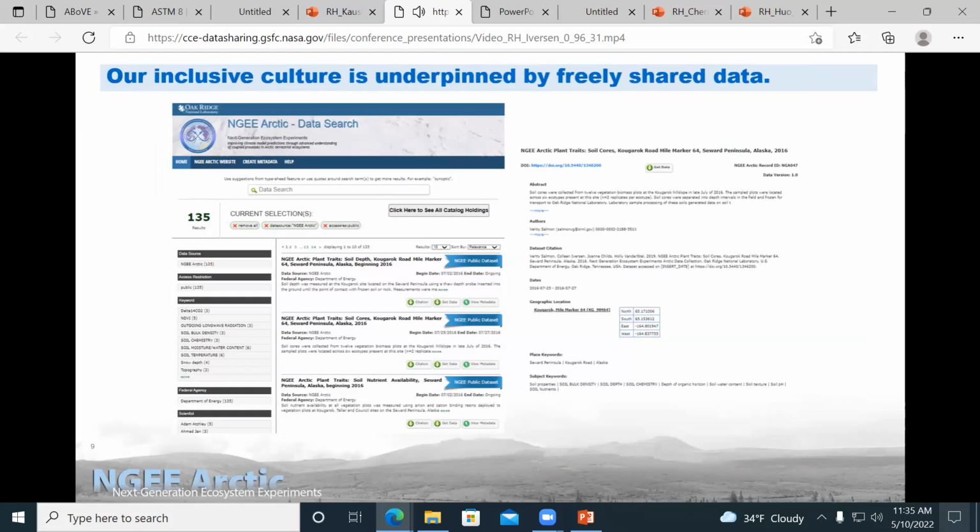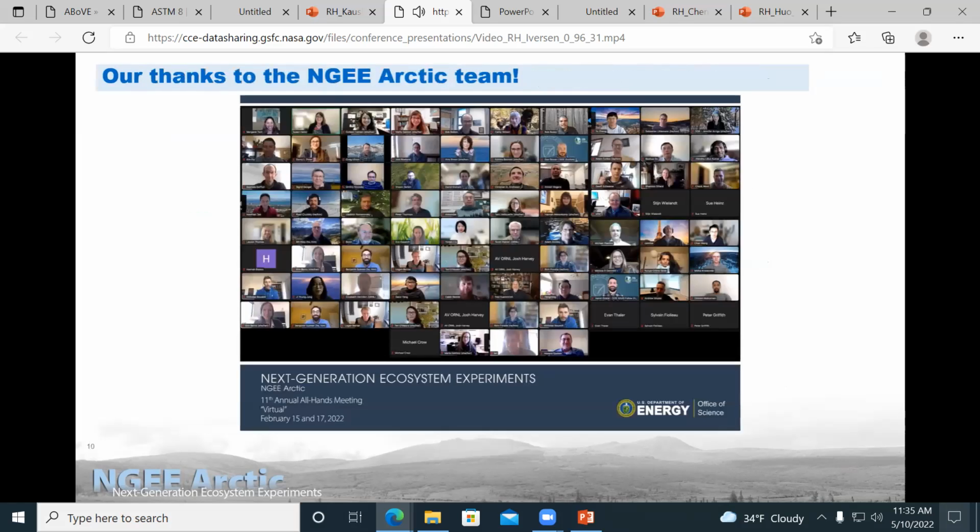We also have integrated questions that cut across both observations and models. And we like to bring modelers to the field with us because modelers can help us to understand key model needs and better understand the scale of measurements and how they'll be predicted across the Arctic land surface. Our thanks to the broader NG Arctic team.